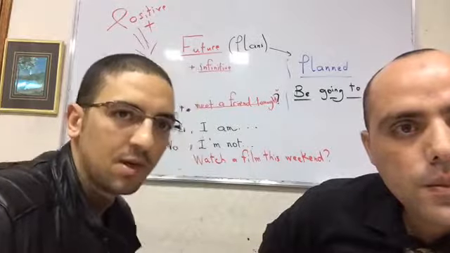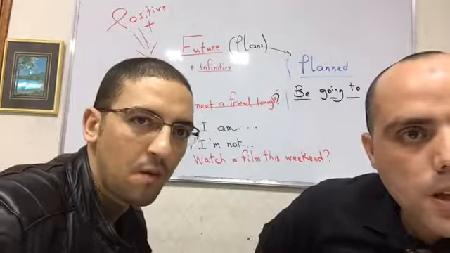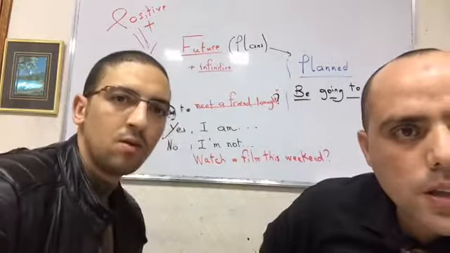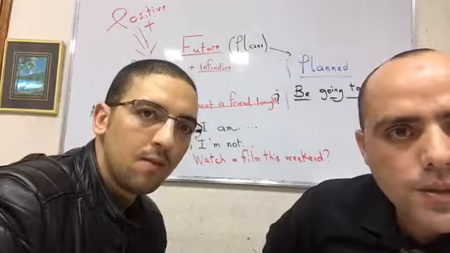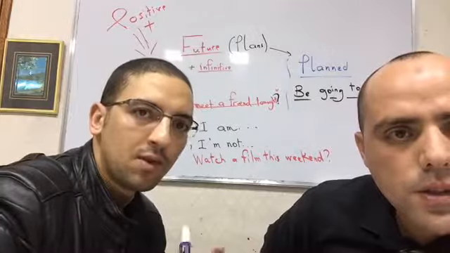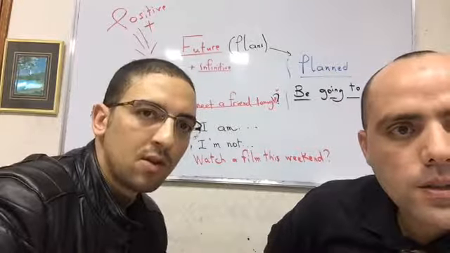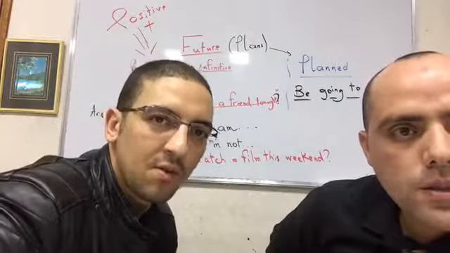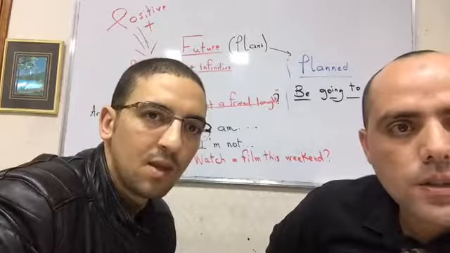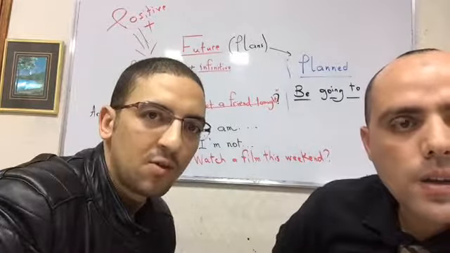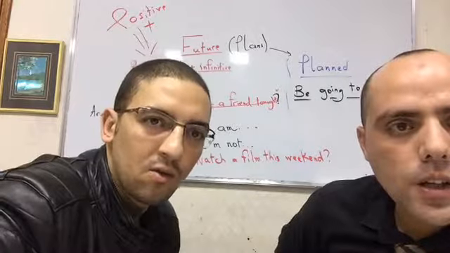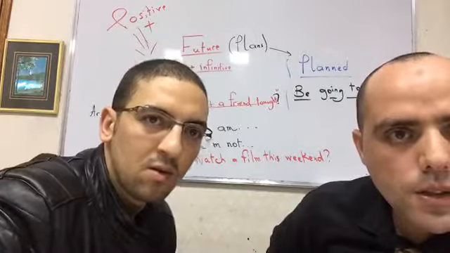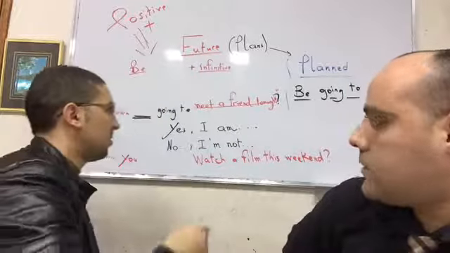Very good, Muhammad. Can we use the auxiliary do to form an interrogative question? Not with this. We use do with the present simple. Do is used to make questions and negatives with the present simple. Are you gonna watch a movie this weekend? Excellent, that's very good.